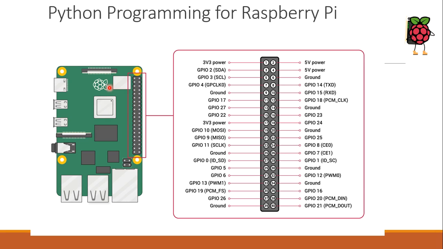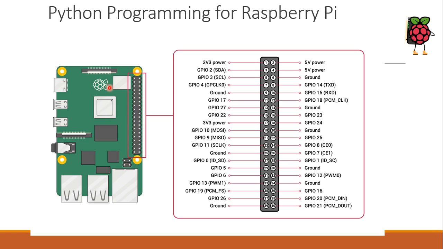So how can I code? To understand the coding part, you should have some knowledge of the Python programming language. Python is not a very difficult language. It's an easy to use programming language, so anybody can code in Python. But we need to understand the different configurations and different pin structures of Raspberry Pi.